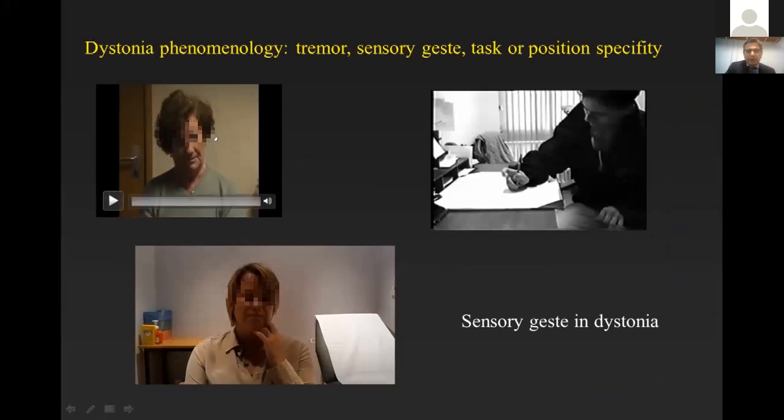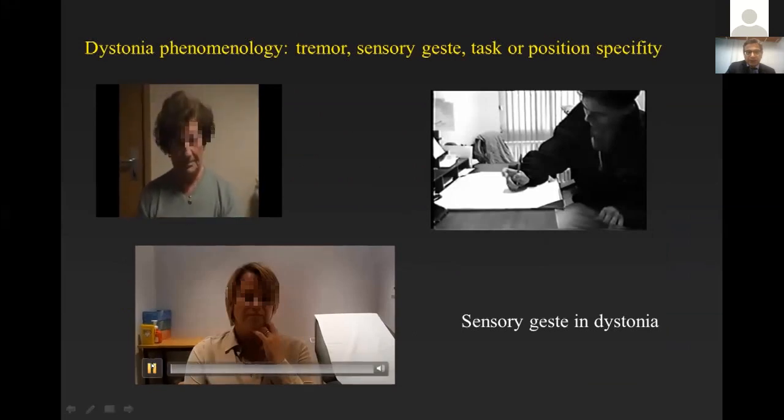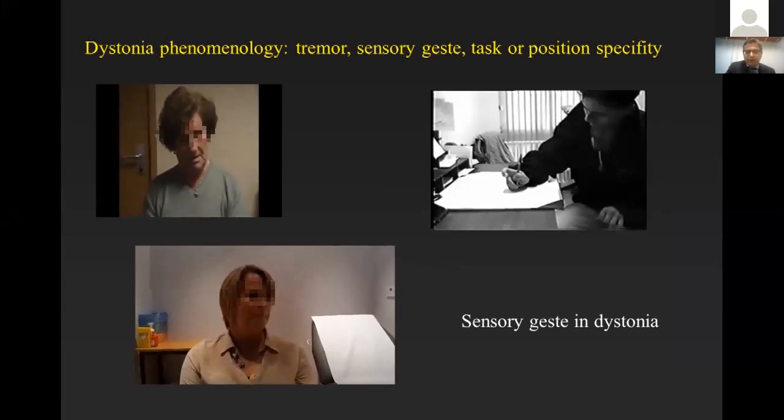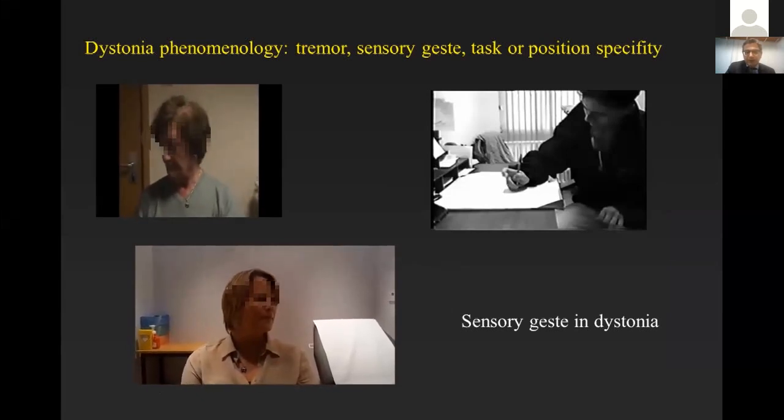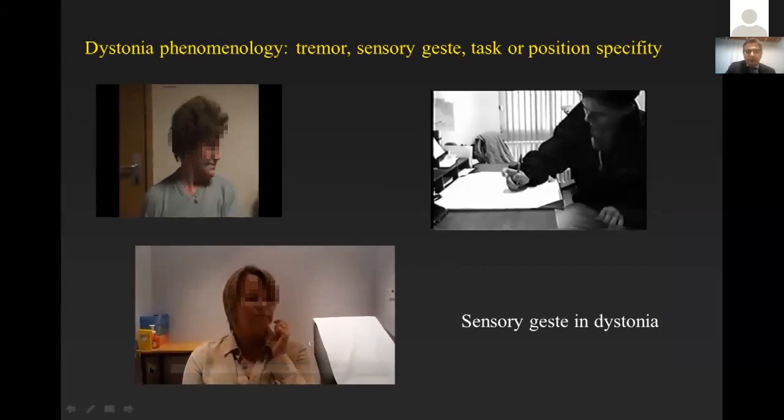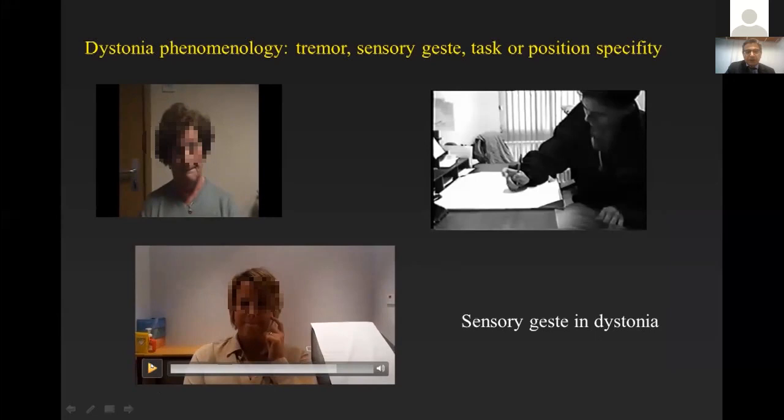The other thing which I think is particular for dystonia, which we need to recognize, apart from tremor, like this example in this lady who has clear torticollis and tremor, is a sensory geste. So sensory geste is a peculiarity in dystonia, and it's not seen in other dyskinetic movement disorders. So if this is present, you know that you may be dealing with a patient with dystonia. The other feature often is the task specificity, as shown in this patient here, who has a dystonic writer's cramp.